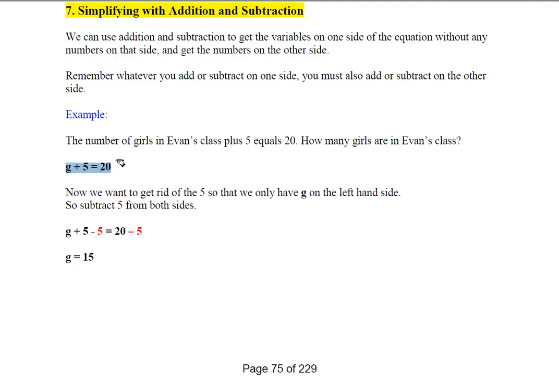If I have g plus 5 equals 20, I need to get rid of this 5 because I just want it to be g on the left. How do I get rid of the 5? By subtracting 5. But since I subtracted 5 here, then I need to do the same thing here and subtract 5 as well. So g plus 5 minus 5, they cancel out.